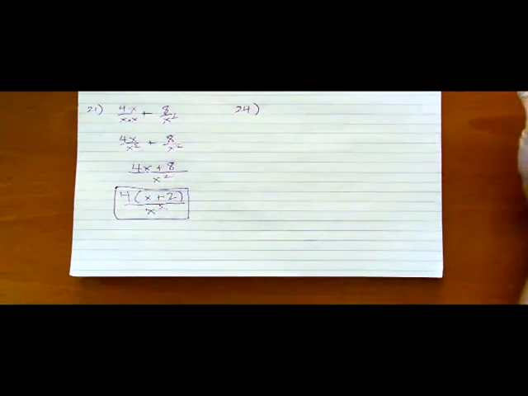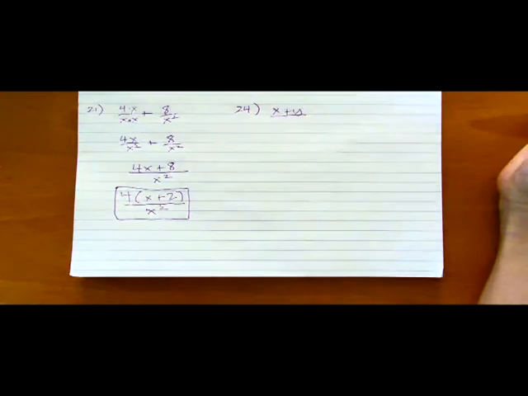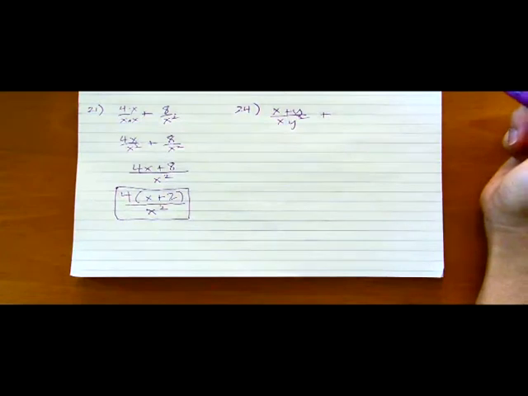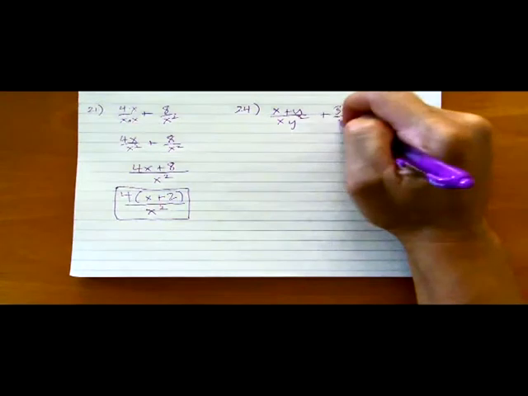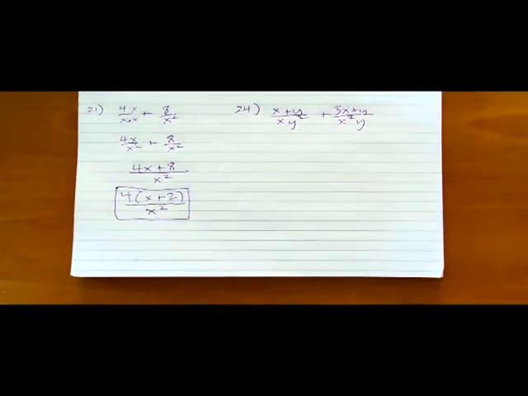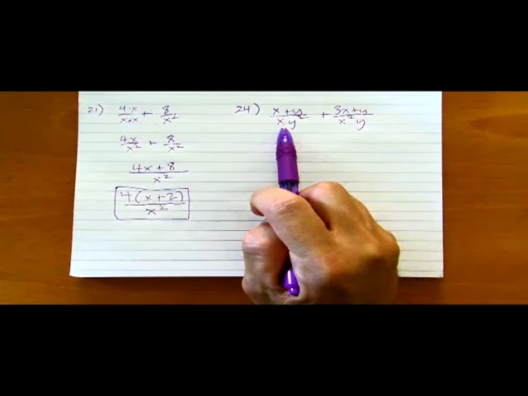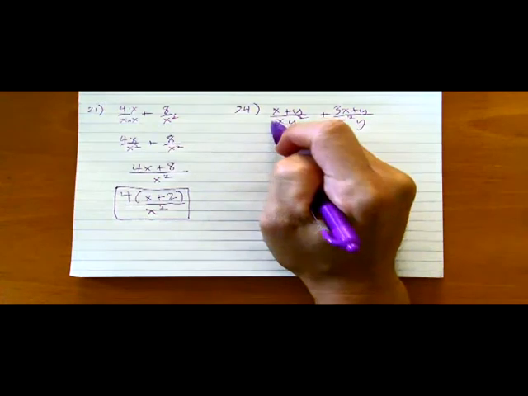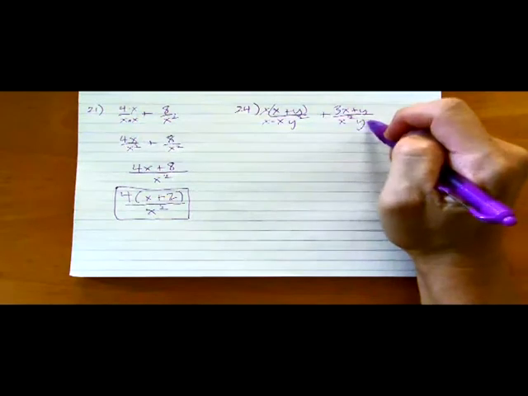Okay, let's try number 24. x plus y over xy squared plus 3x plus y over x squared y. We could multiply the first fraction to get the x's to be the same. We need x squared, so we should multiply top and bottom by x. We're going to multiply the entire top.